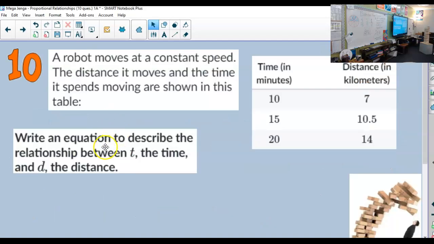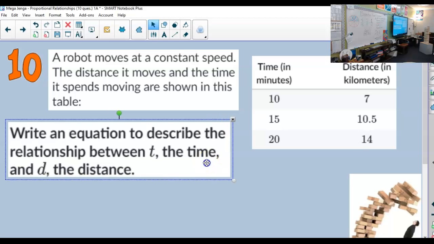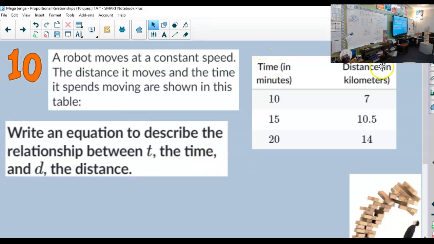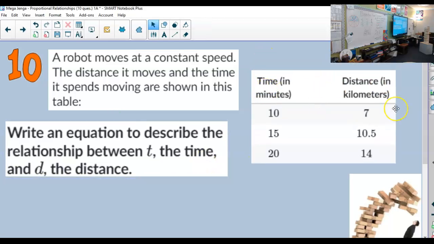Number 10. Write an equation that describes time compared to distance. We can use T and D. We don't have to do X and Y. T and D.